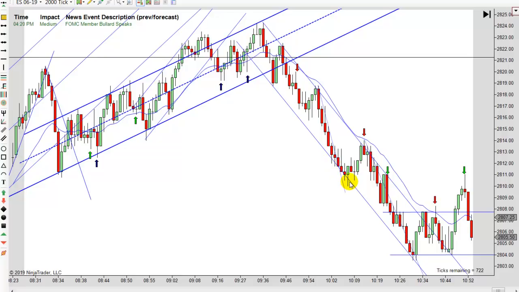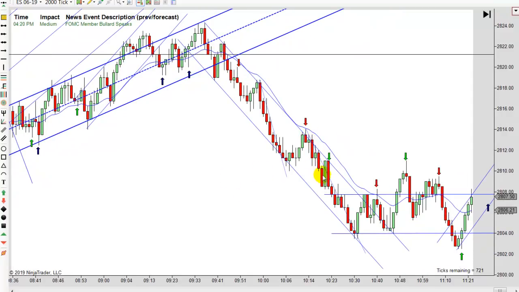And then notice you make a new low, pull back first entry, pull back second entry, nice bearish bar right off the trend line, the EMA. That's a textbook second entry short. Look at it go.